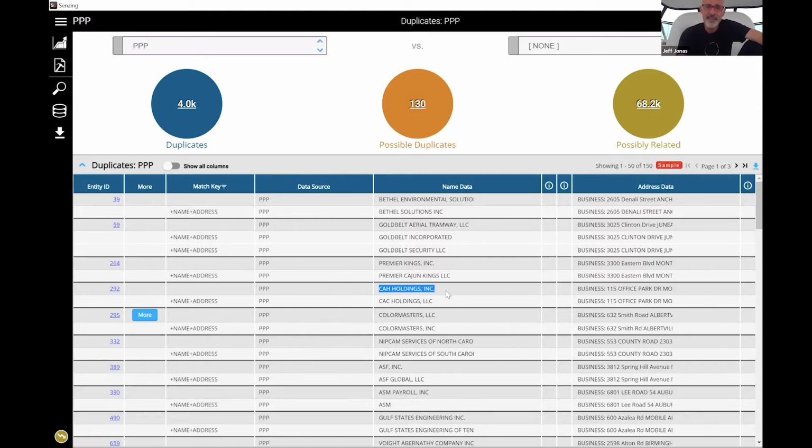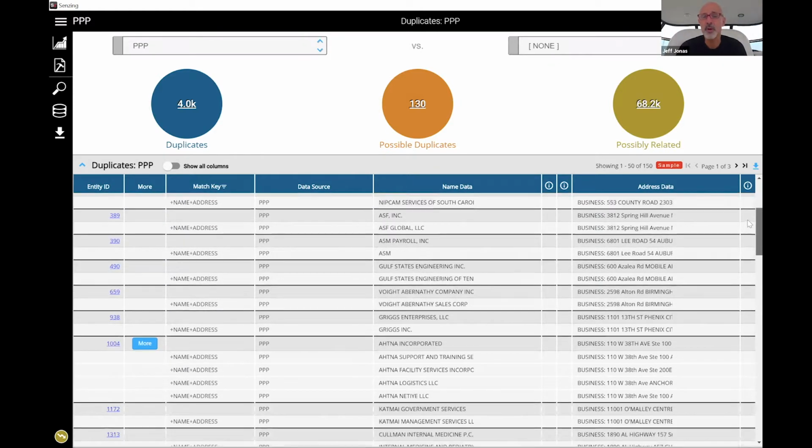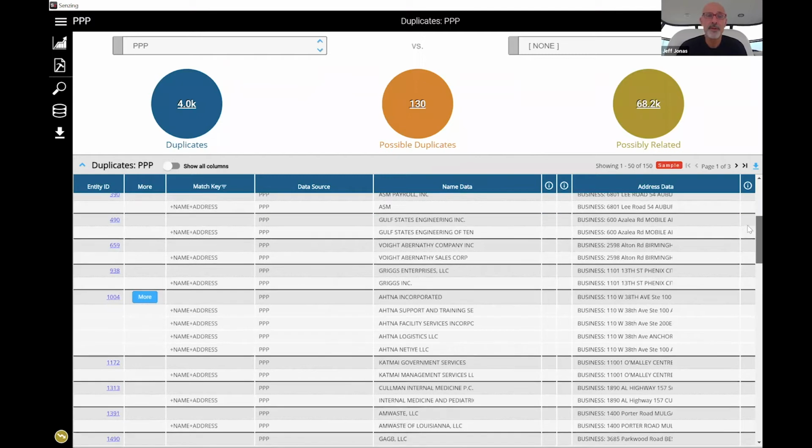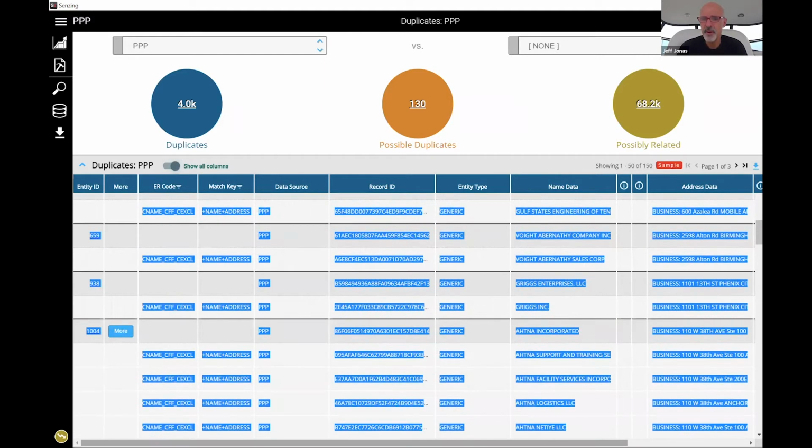CHAH Holdings Inc. versus LLC. If it's two different physical businesses, like two different licenses, you can get two different loans. But without going and doing any research, it'd be difficult to know which ones of these were inappropriate duplicates. I'm going to click show all columns. It's going to show a few more things, and especially out on the right here.